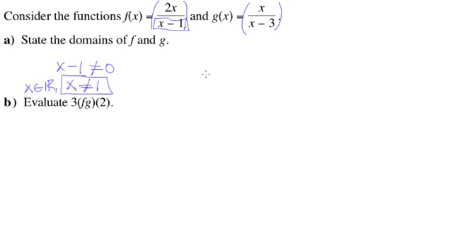So the domain for f of x would be x can be any real number except not 1. For g of x, x minus 3 is not allowed to be 0, therefore x is not allowed to be 3. Put an x in R in front of that. That's the domain for g.